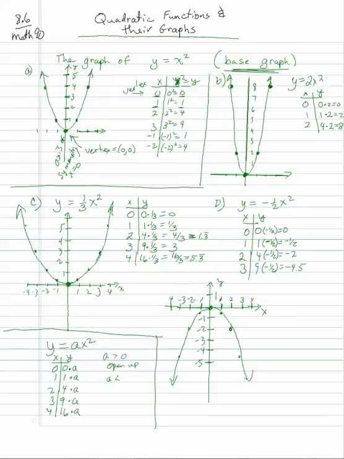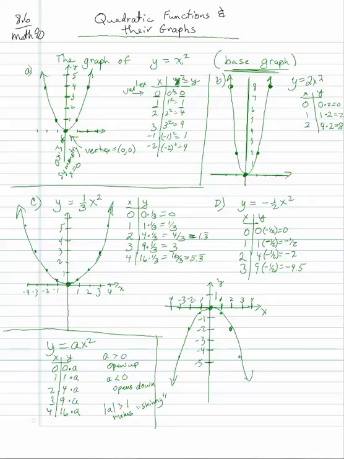If a is negative, it opens down. Again, if the absolute value of a is greater than 1, it makes it skinnier. That's not really a math term. And if it's between 0 and 1, it makes it fatter. So if it's like 1/2 or negative 1/2, look at the absolute value of it. All right, now the next phase.